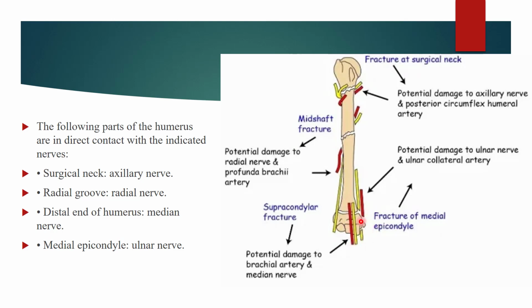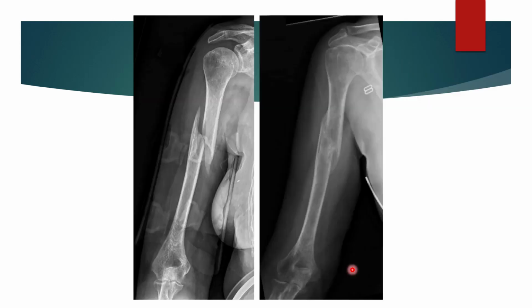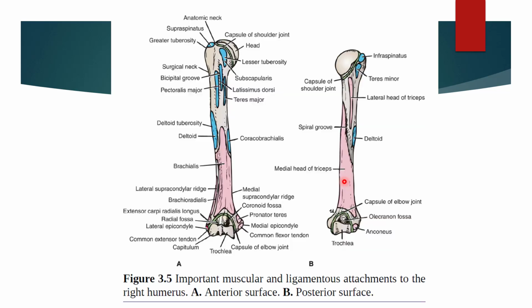Then the medial epicondyle. See here, if there is a fracture of the medial epicondyle, there will be damage to the ulnar nerve and the ulnar collateral artery. Okay, so this is also very important. Along with the median nerve, there can be damage to the brachial artery. See here, this is also a mid-shaft fracture, which is causing damage to the radial nerve. Okay, so this is a mid-shaft fracture.